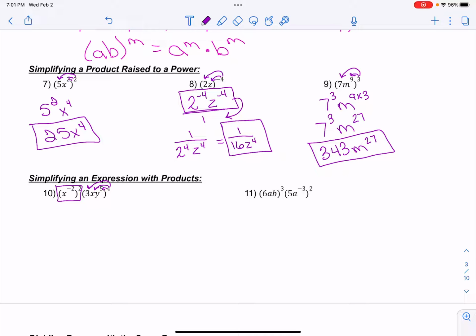So initially, this x to the negative 2 raised to the second, we have to multiply those exponents. So negative 2 times 2 is negative 4. And then we have 3 to the fourth, x to the fourth, and then for that y, we already had it to the fifth power, and we are raising it to the fourth power. So we multiply 5 times 4, and we get 20.